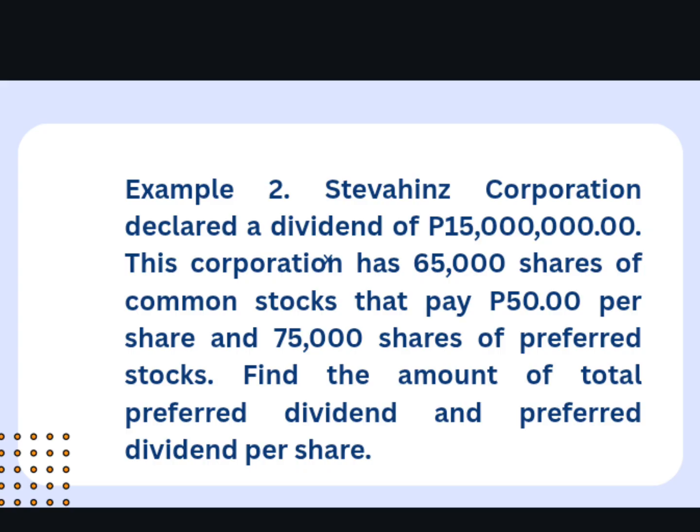Another example. Steven Z Corporation declared a dividend of 15 million pesos, and this corporation has 65,000 shares of common stocks that pay 50 pesos per share and 75,000 shares of preferred stocks. Find the amount of total preferred dividend and preferred dividend per share.